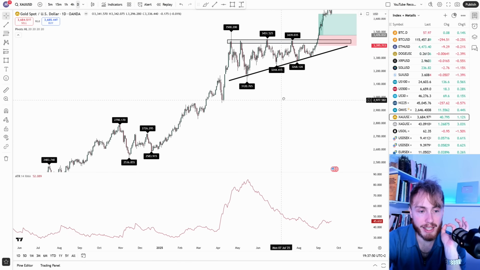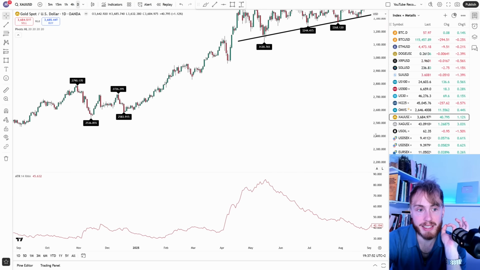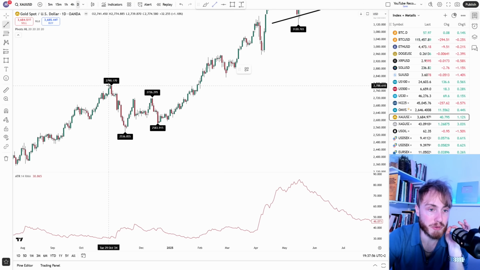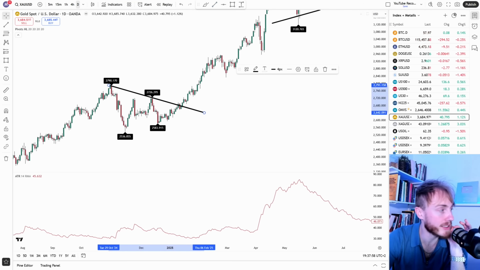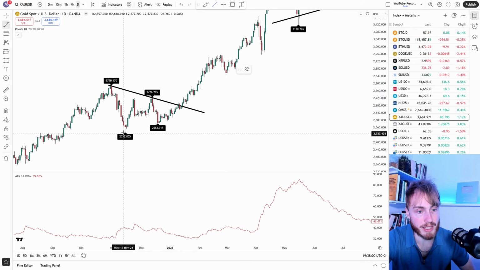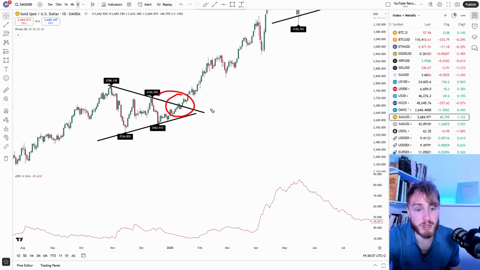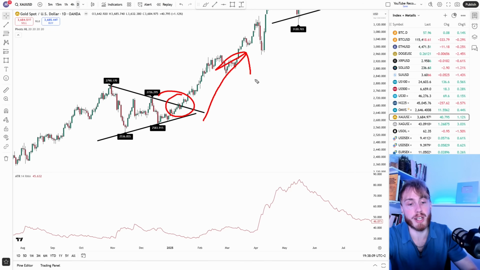Once again, if we look a little bit more to the left right here, we can maybe see that we had another sort of pattern. Once again, if we connect these highs right here and we also connect the lows, we can see that in this case, we had a symmetrical triangle looking pattern. And when we broke this one, we saw a strong move to the upside.